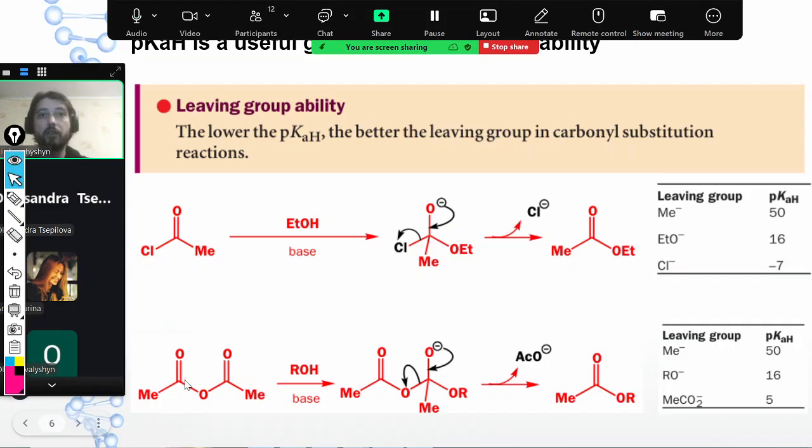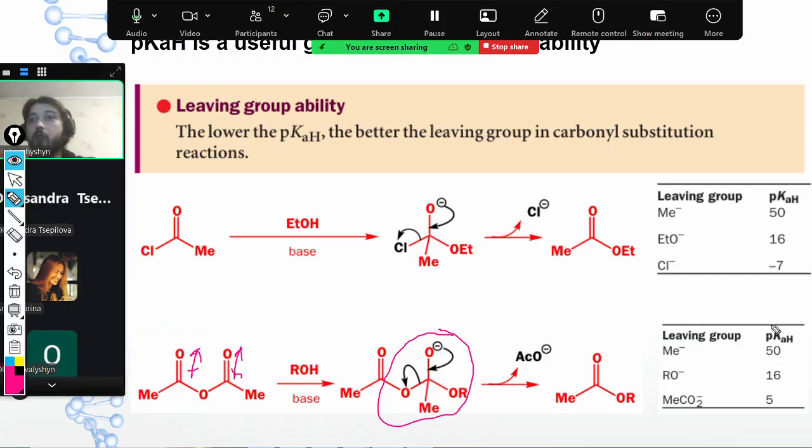Here's one more example. You see this sort of anhydride. Once again, we have not even one but two carbon atoms that have a partial plus charge, because these oxygens are trying to pull electrons towards themselves. So one of them can be attacked, a tetrahedral intermediate is formed, and once again we ask ourselves, what is the leaving group? Who from these three options will leave?